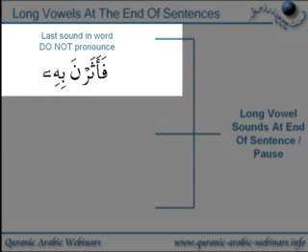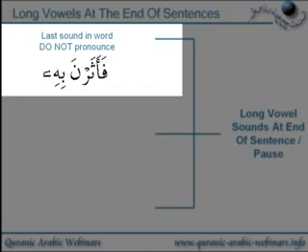The first one then, last sound in a word, do not pronounce. So what we're saying here is if you stop, we've got these 2 words, but if we concentrate on the last one, which is bihi, you decide to stop or you're at the end of a sentence. If the long vowel is the last sound in the word, then at the end of a sentence, or when you stop or pause, you do not pronounce the long vowel sound at all, and you don't actually pronounce the last sound at all.